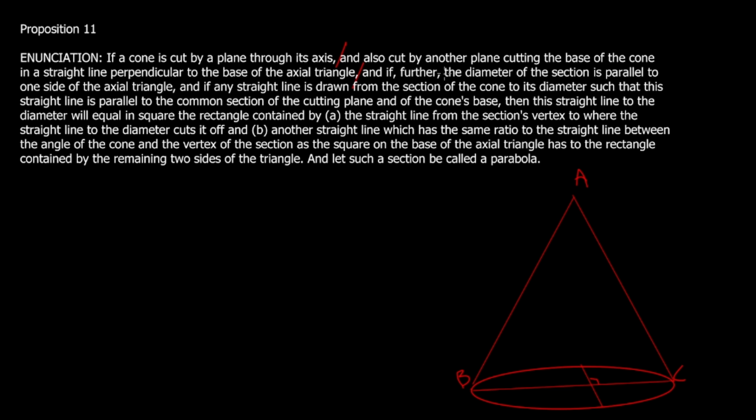And if further, the diameter of the section is parallel to one side of the axial triangle. So let's say we construct this section so that this is the diameter and that it's parallel to the side AB. Let's label our points real quick. Maybe F.